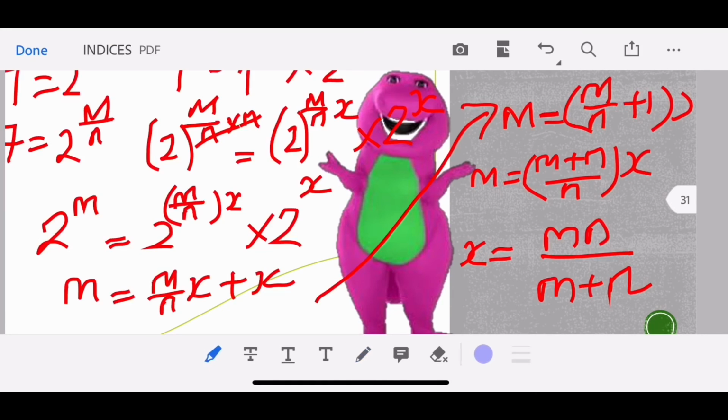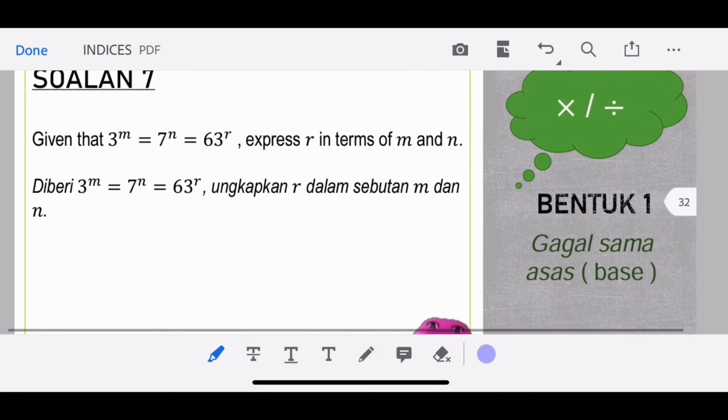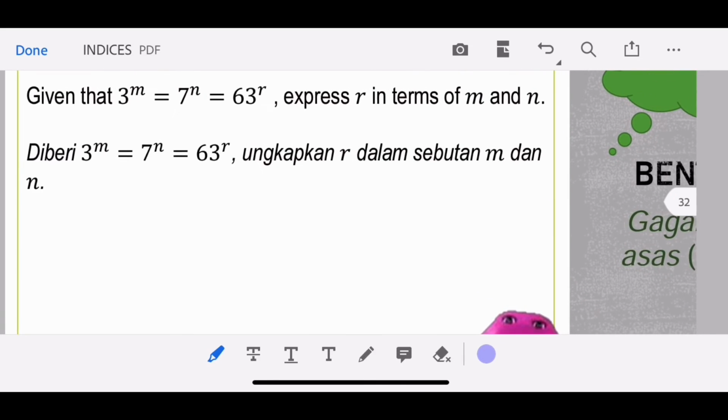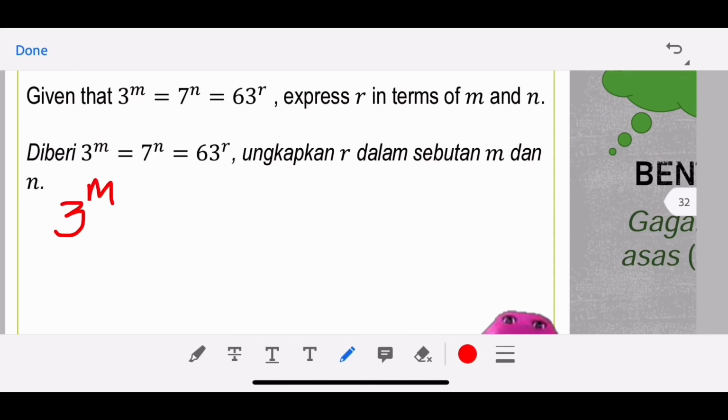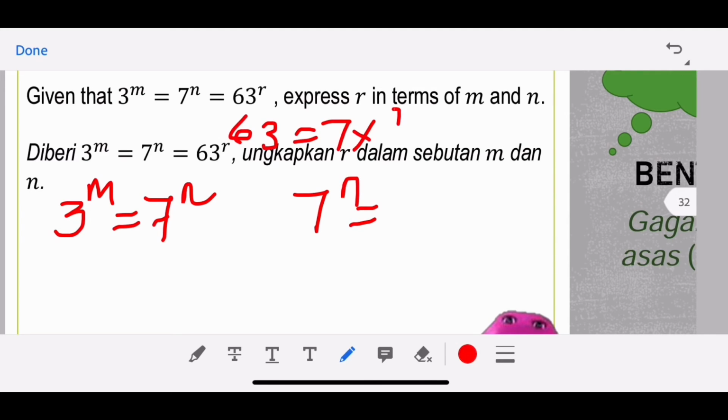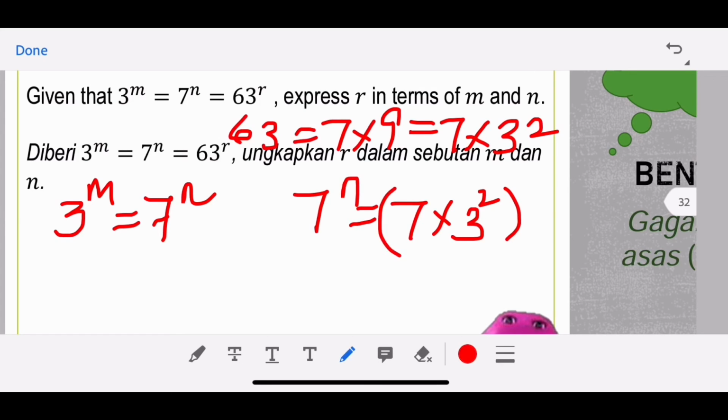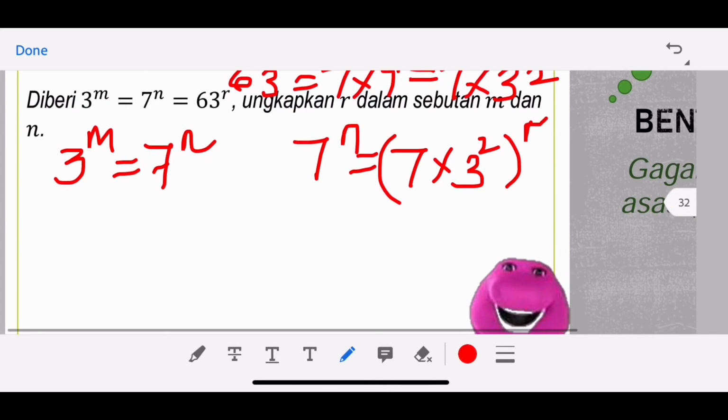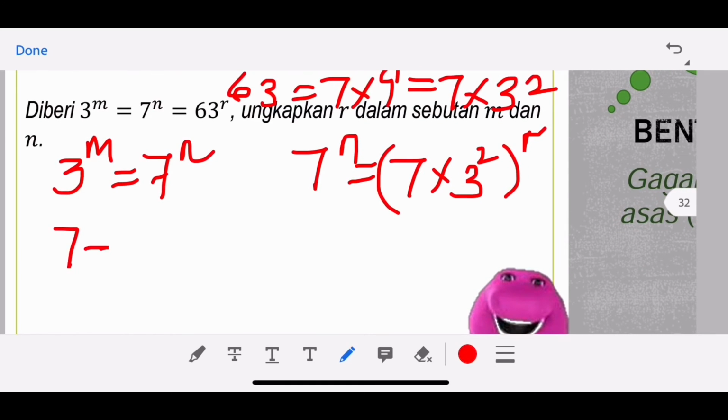But some of you might want to use base 7, that also can. It's faster, I guess. Okay, we discussed this question: 3 to the power m equal to 7 to the power n equal to 63 to the power r, right? So when you see 63, you convert to something to do with 7 or 3, right? Because our basic bases are 3 and 7. So I will write 63 as 7 times 3 squared, 7 times 9. So then I will simplify. I have to convert to the same base, either base 7 or base 3, up to you.